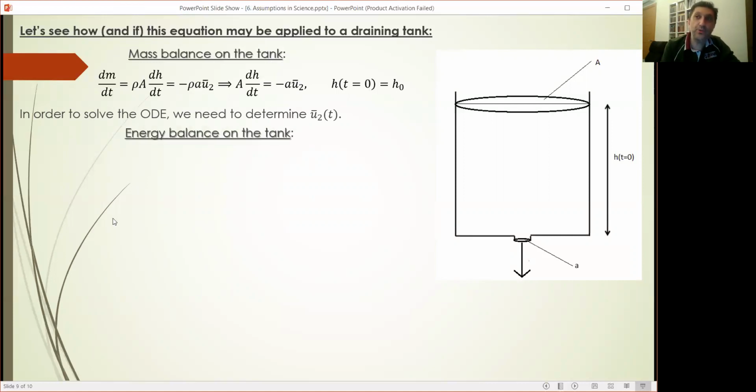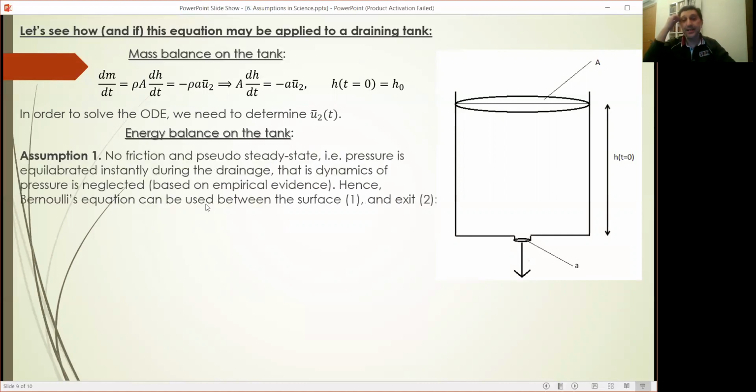Instead of that, what we do in a couple of courses, and probably in the chemical engineering laboratory course for those who have conducted this experiment, is make the assumption of pseudo steady state, and also no friction. The nature of this assumption is not that straightforward, but basically it says that pressure is equilibrated instantly. So the dynamics of pressure is totally neglected. In this case, the Bernoulli equation can be used between surfaces 1 and 2.